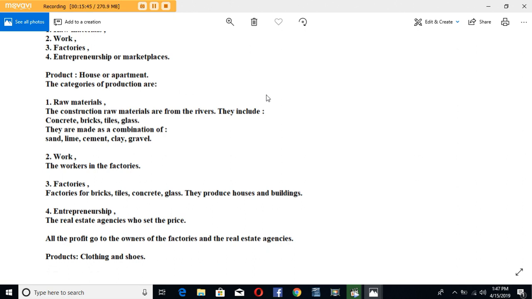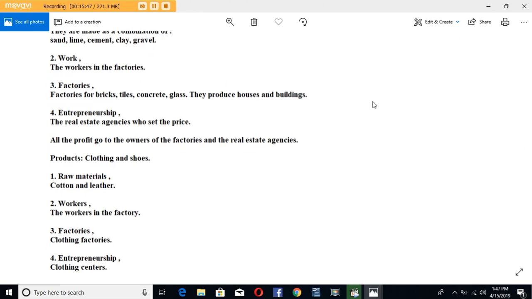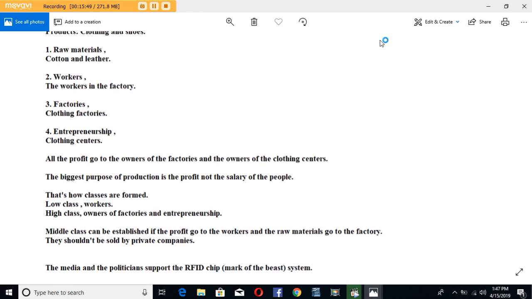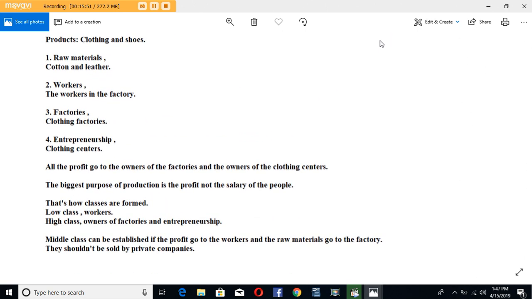Products: clothing and shoes. 1. Raw materials: cotton and leather. 2. Workers: the workers in the factory. 3. Factories: clothing factories. 4. Entrepreneurship: clothing centers. All the profit goes to the owners of the factories and the owners of the clothing centers.